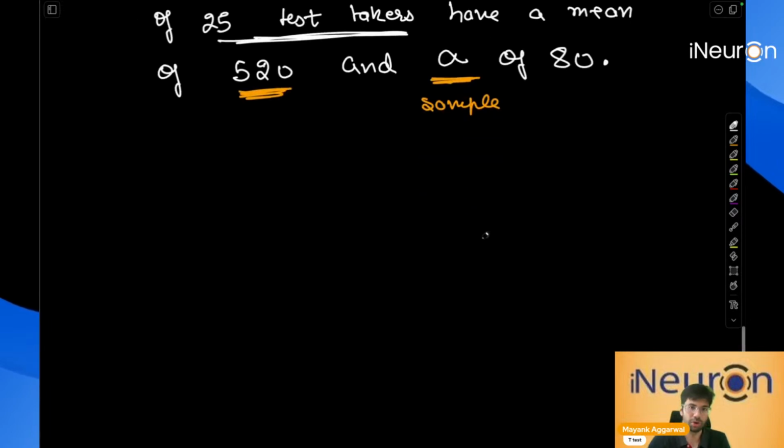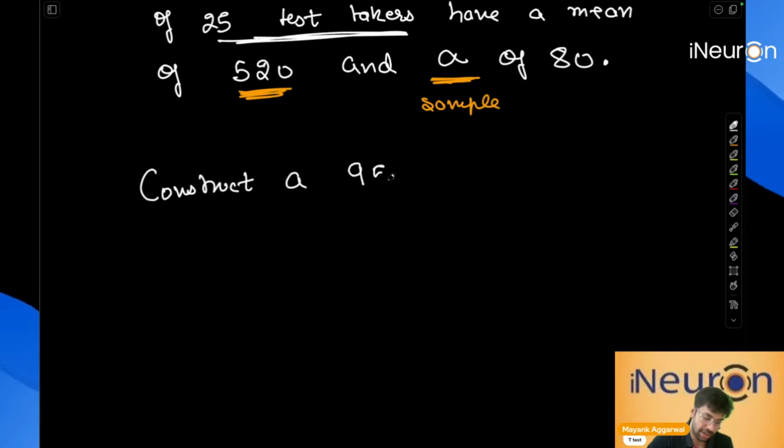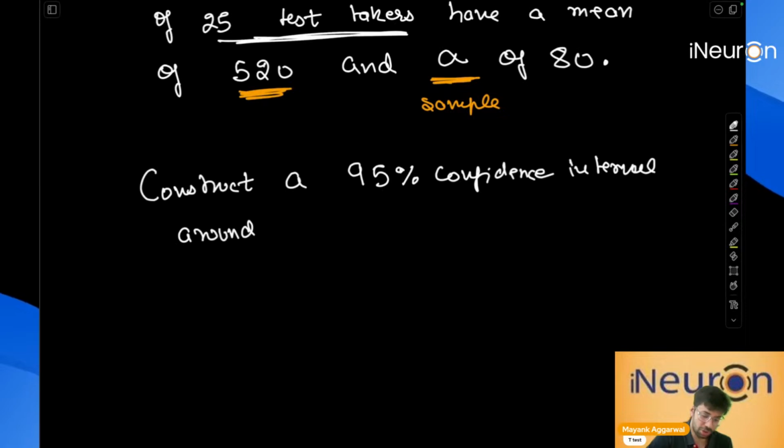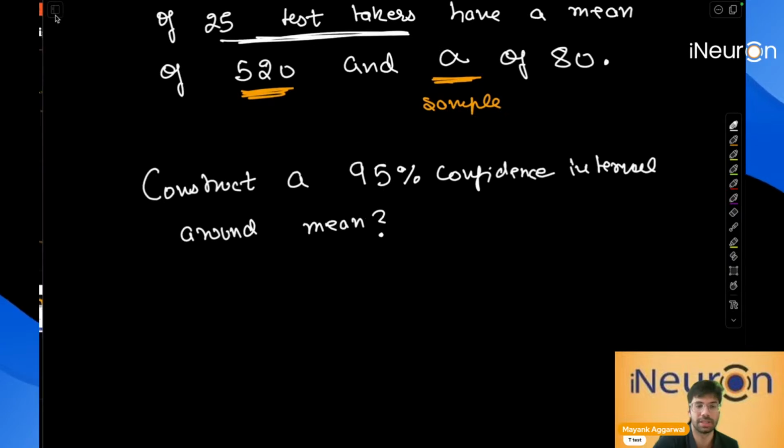So what we have to do is a similar question to the one we did for our Z test: construct a 95% confidence interval around the mean. Now I'm pretty sure that this should be clear to a lot of you, because the question is very much the same. So let me show you the parallel question which we did in the Z test.